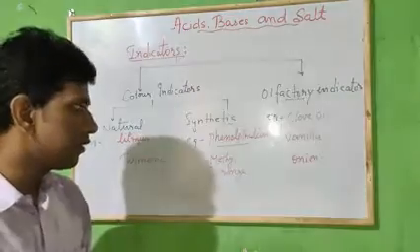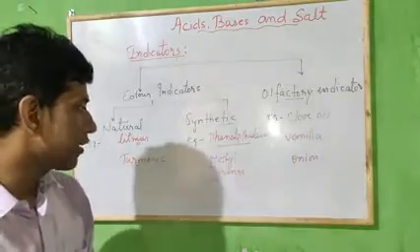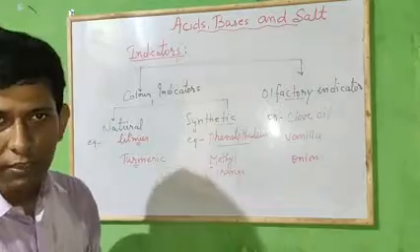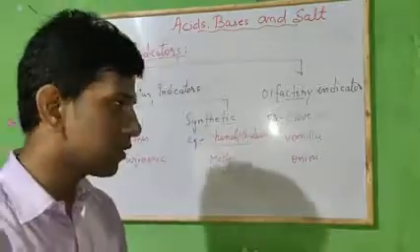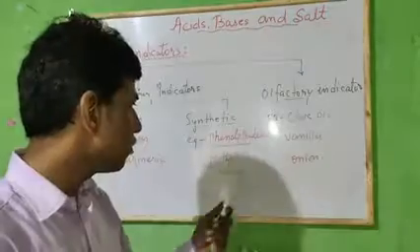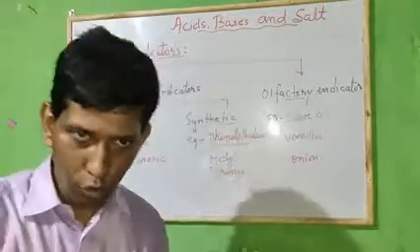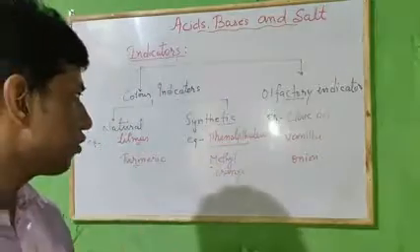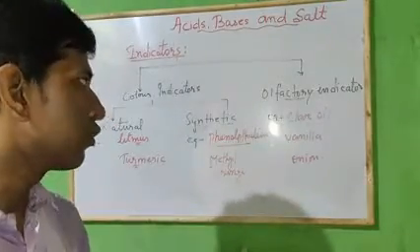In the same way, the second synthetic indicator is methyl orange. This methyl orange is orange in color, and when it comes in contact with base, yellow color will form, and when it comes in contact with acid, red color will form. So this methyl orange, a synthetic indicator, also gives a color indication about the acidic or basic nature of that unknown liquid.